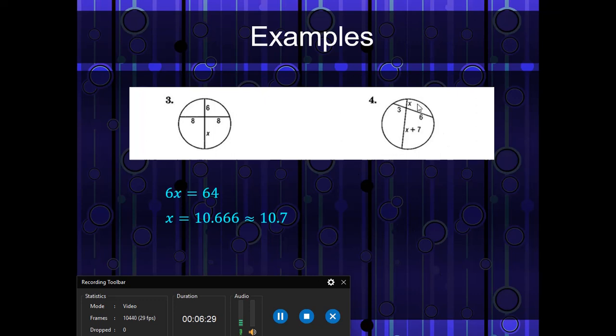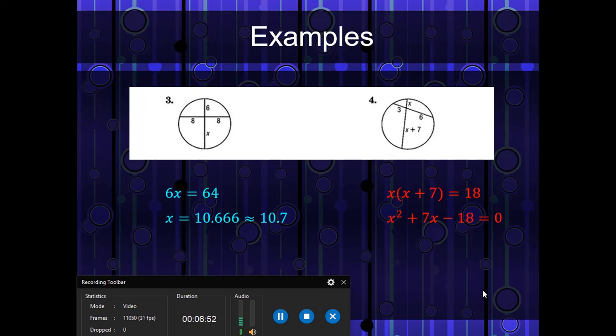With number 4, x times the quantity of x plus 7. Don't forget to put that in parentheses or we'll have a distributing mistake, and that equals 3 times 6. When I distribute, I will have a quadratic equation, and I did move the 18 over so that all the terms were on the same side.